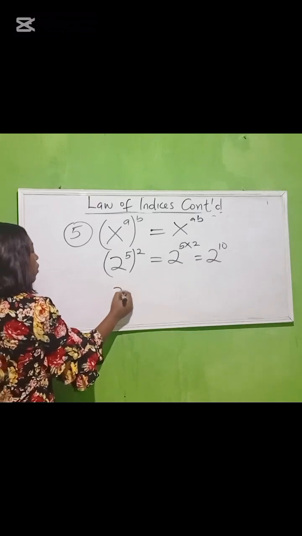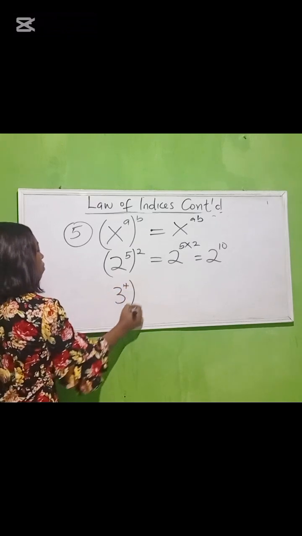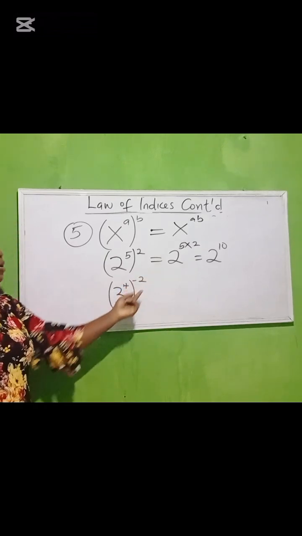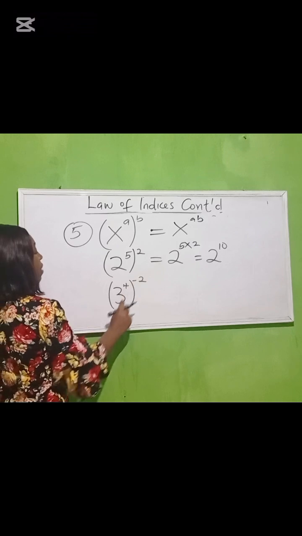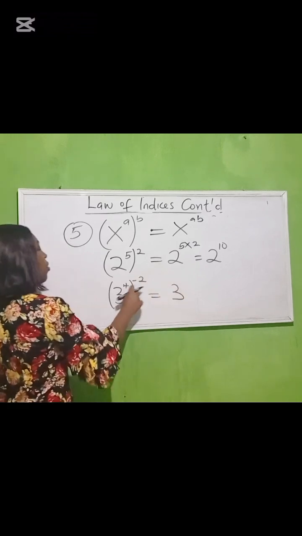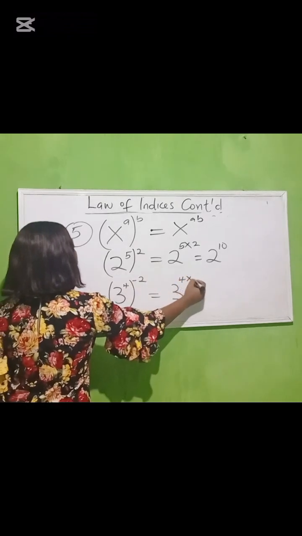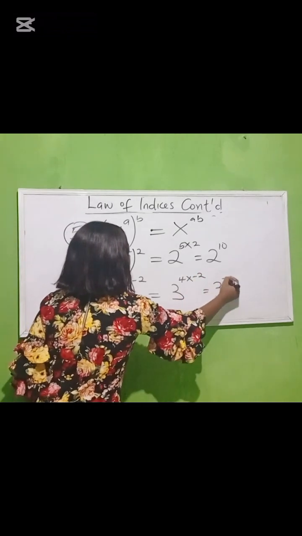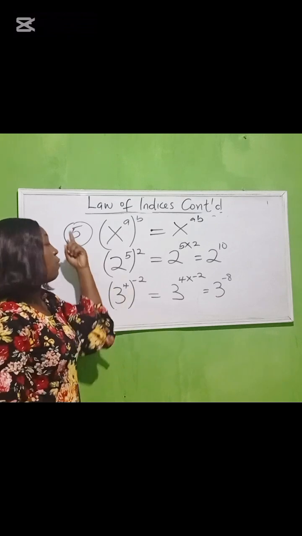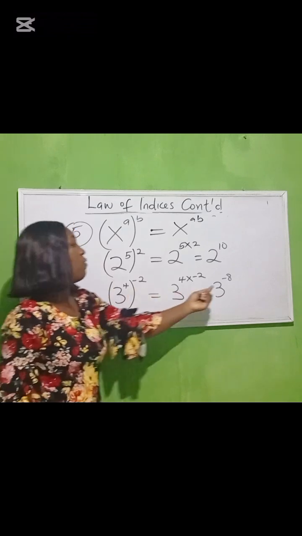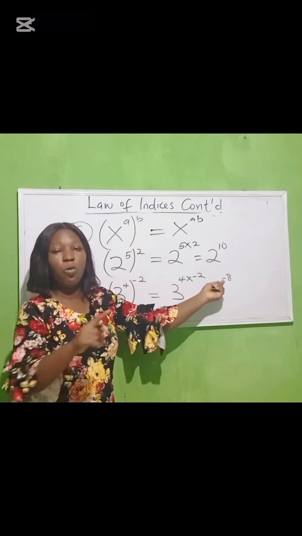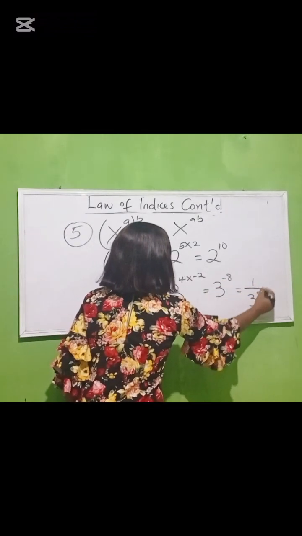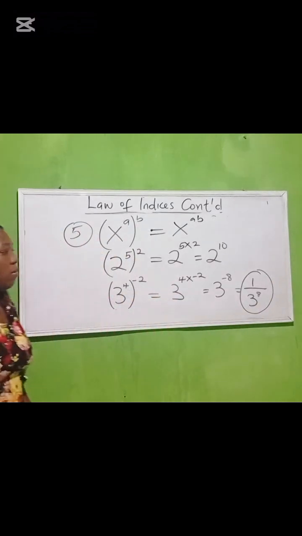Let me give you another one. 3 raised to power 4 raised to power negative 2. You have a negative power here. So what you do here is to multiply the powers. You write down your base first. My base is 3. Then you multiply the power as 4 times negative 2. And I have it as 3 raised to power negative 8. Remember, we just learned from the fourth law of indices that when you have a negative, you write it as 1 over. So therefore, it becomes 1 over 3 raised to power 8. So this becomes our answer.